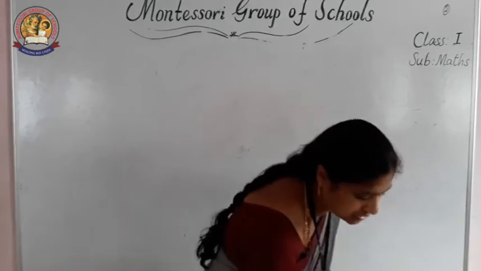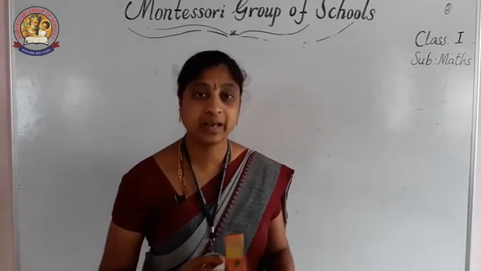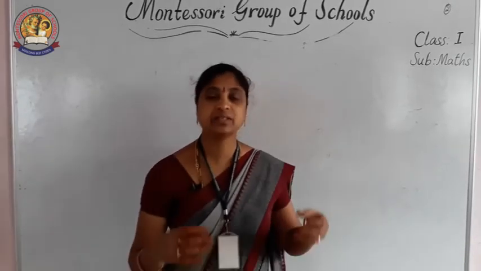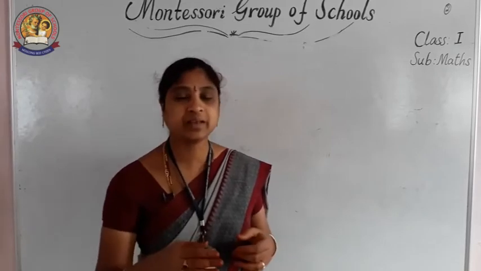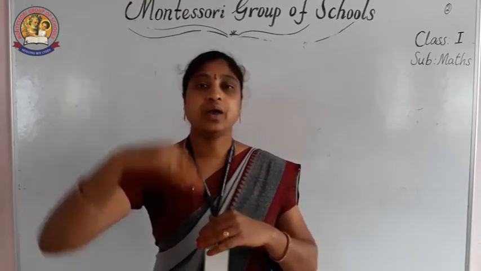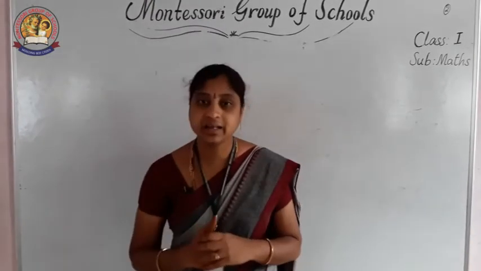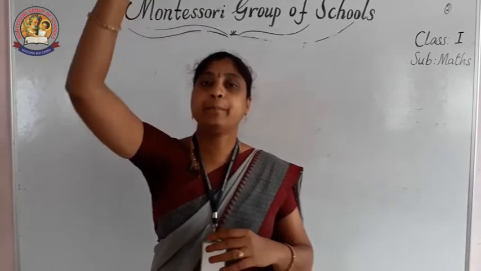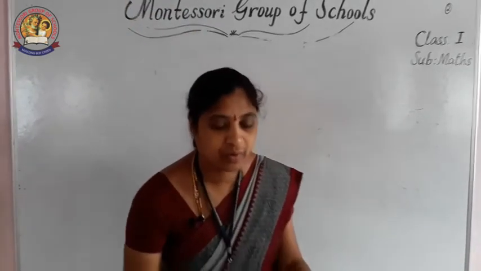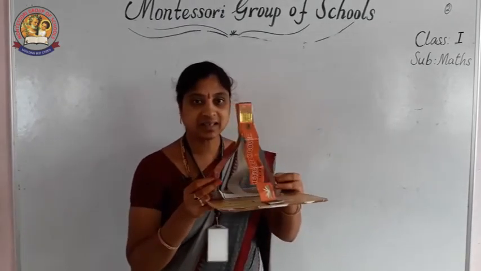First, see here. Before, we discussed ascending order. Ascending order means write the numbers from small to big. Now we are discussing descending order. Descending order means big to small. Okay, look here, all of you. What is this? Yes, this is the slide.